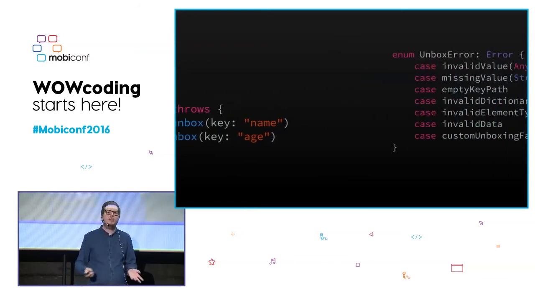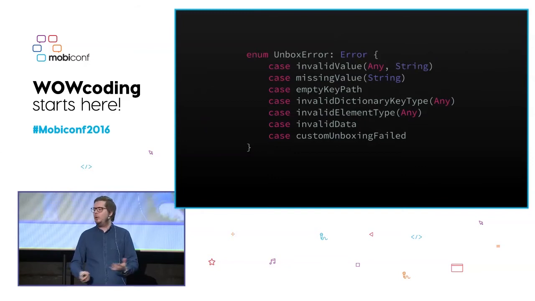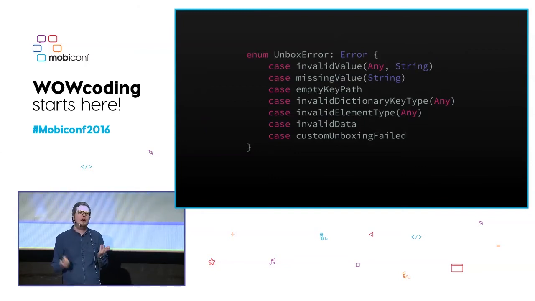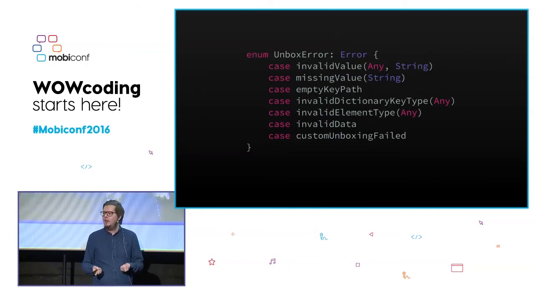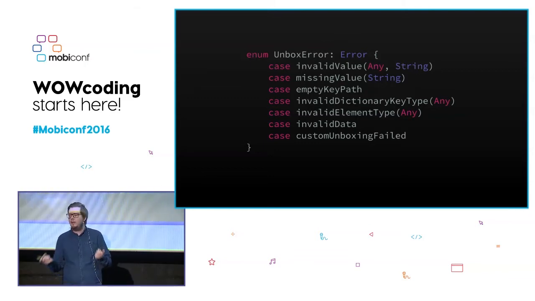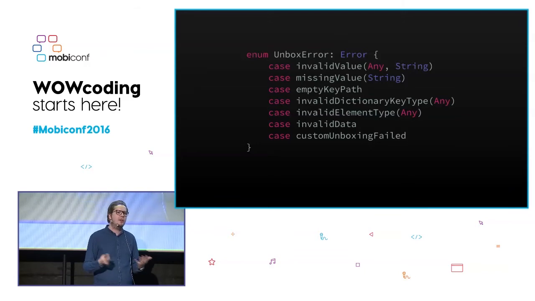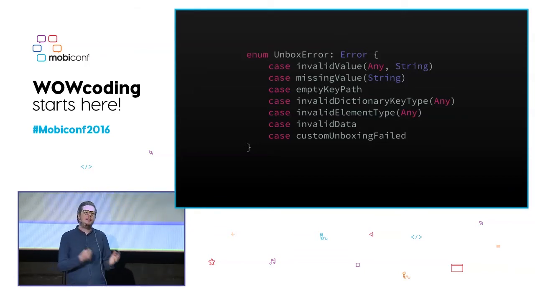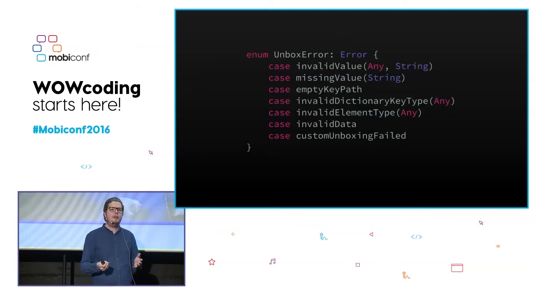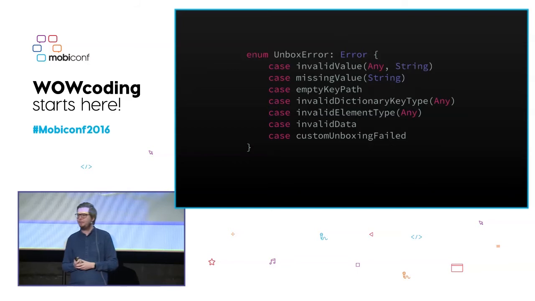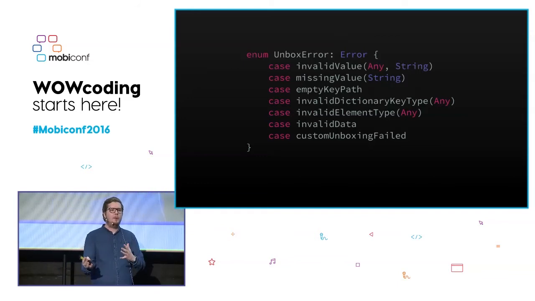So in Unbox, there's instead just an error enum, which contains all of the cases that can go wrong in JSON decoding. Things like you have an invalid value, or you're missing a value, or you gave us an empty key path, or a dictionary type was mismatched, etc. So that way we can target a single enum instead of having to scatter error code handling all over the place.